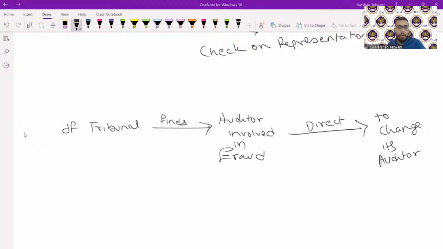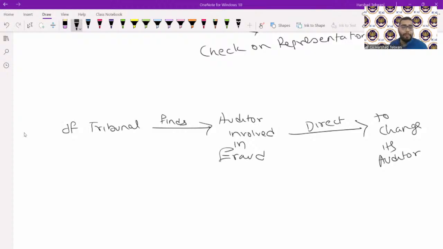Now, whatever order the tribunal is passing, it should pass within 15 days of receipt of such application. So the tribunal is required to pass it within 15 days. Then, before a final order is passed, the tribunal can pass an interim order, till the case is disposed of or everything is cleared out. So till that time, the tribunal can pass an interim order.